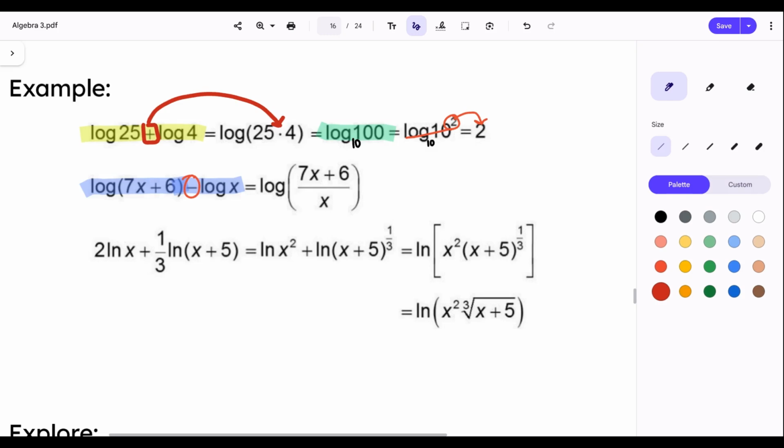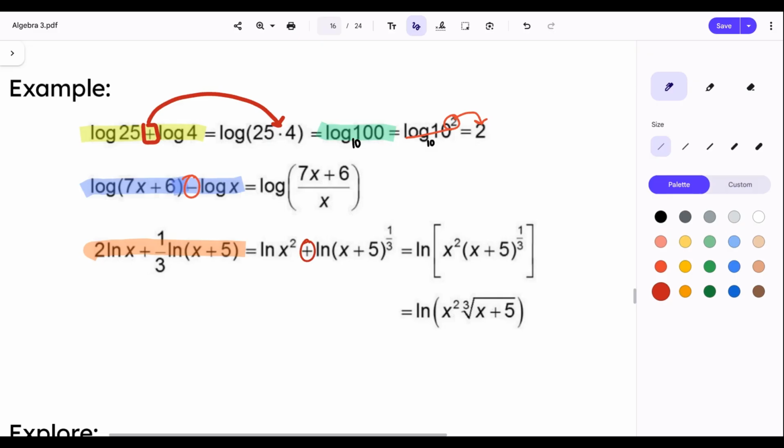So we've got two. Again, I'm going to highlight the original problem. We've got 2 ln x plus a third ln times x plus 5. So we've got some numbers sitting in front of the natural logs. Those are going to be those exponents using your power rules. So they move the 2 up as an exponent, and they move the 1/3 up as an exponent as well. And then the plus sign in the middle here means that we should be able to condense this even more by multiplying those quantities together. So you can see they've got ln and then x squared times x plus 5 to the 1/3.